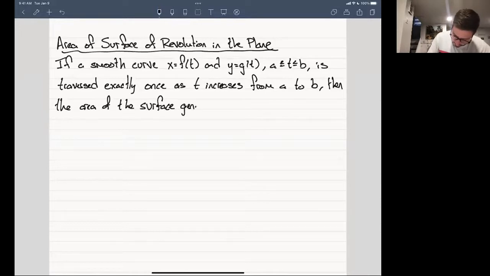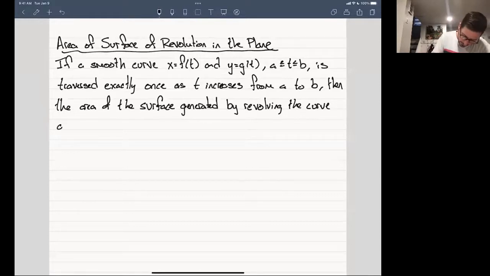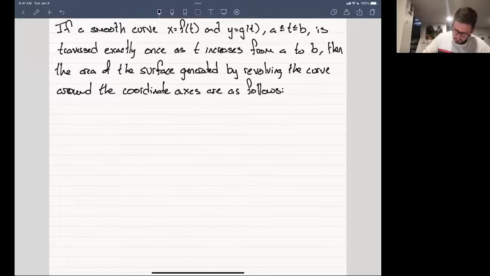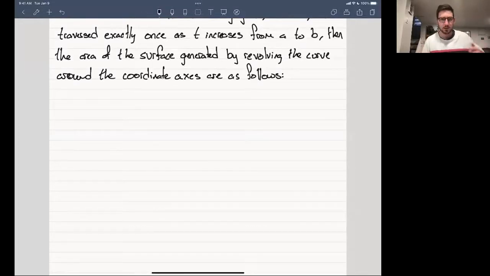generated by revolving the curve around the coordinate axes are as follows. So I'm going to do it for each of the coordinate axes individually. And we're just going to do this for the y-axis and the x-axis. You can infer how to change this around if you'd like, based on what we did in the previous video on this, if you want to revolve around, say, x is equal to 1 or something like that.